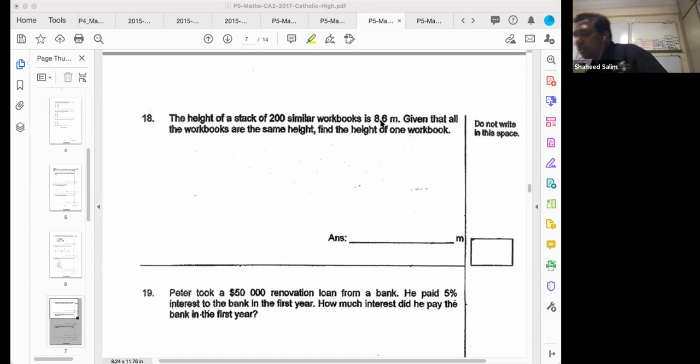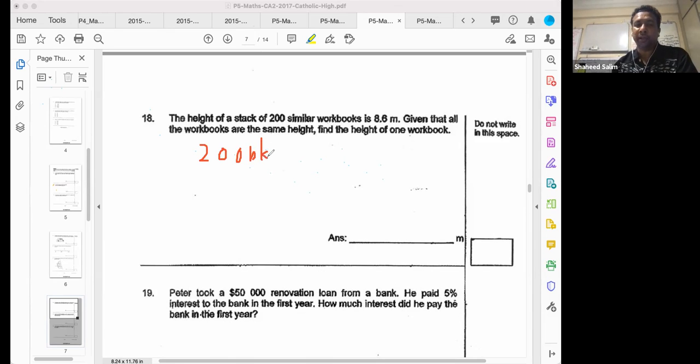So guys, you should know, if 200 books, this is the comparison style. This is now a rate: 200 books, BK, BK is book, not Burger King, okay? 8.6. If you don't like 8.6, you can change it to cm. How to change it to cm? You can just times this by 100. You get 860 cm. You can also write it like that if you want to.